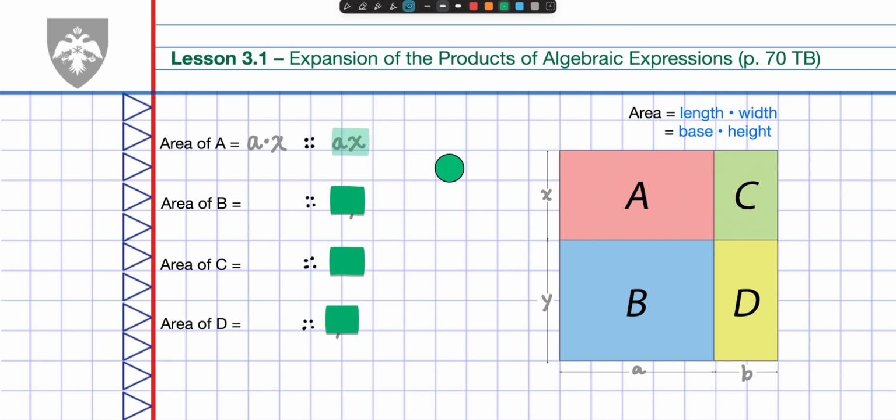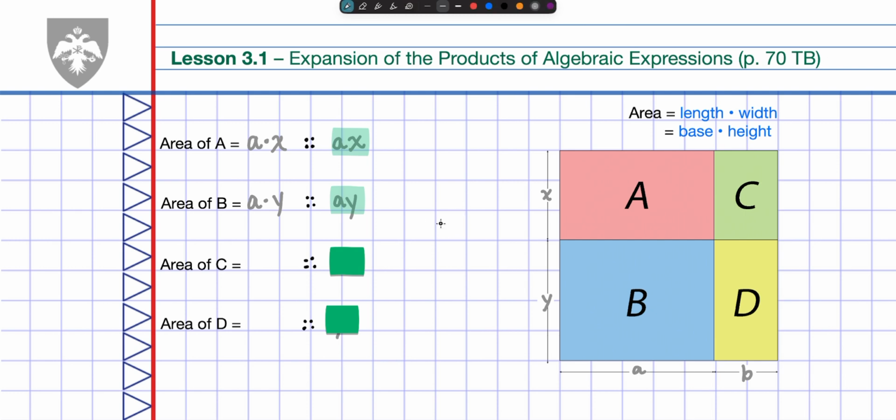All right, let's continue. What if we wanted to repeat that process for the blue one, the green one, and the yellow one? Let's jump in. The area of rectangle B would be A multiplied by its height, y. And we drop the multiplication symbol, and we could write that as A times y, or ay. And because multiplication is commutative, the order in which we write those terms doesn't matter. So if you wrote y times A, that would also be correct.